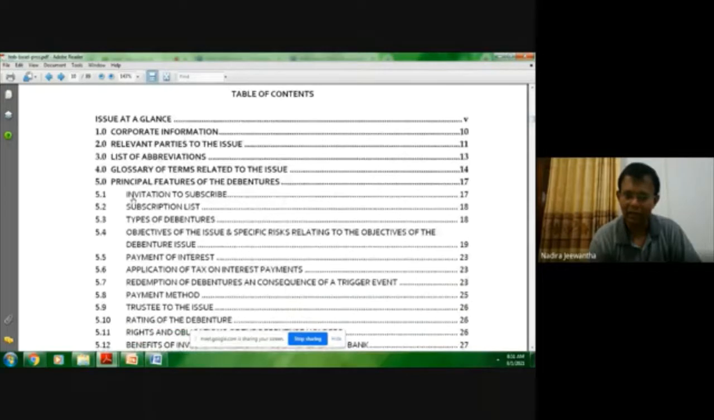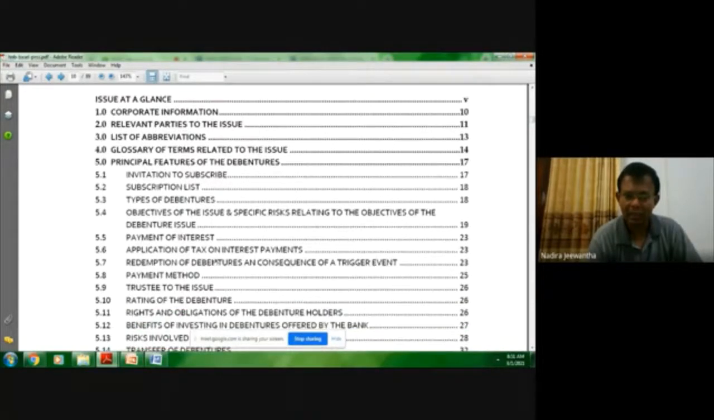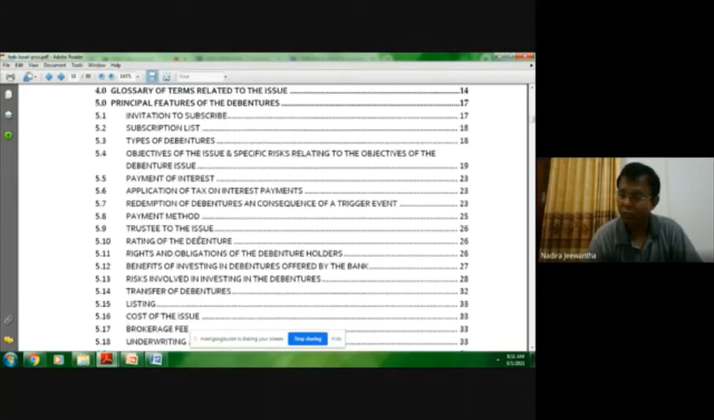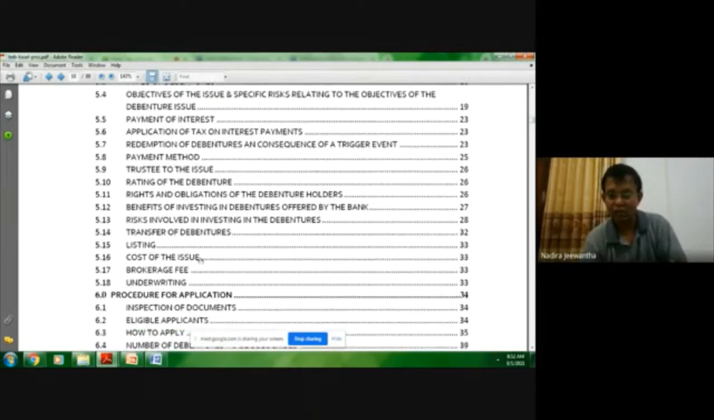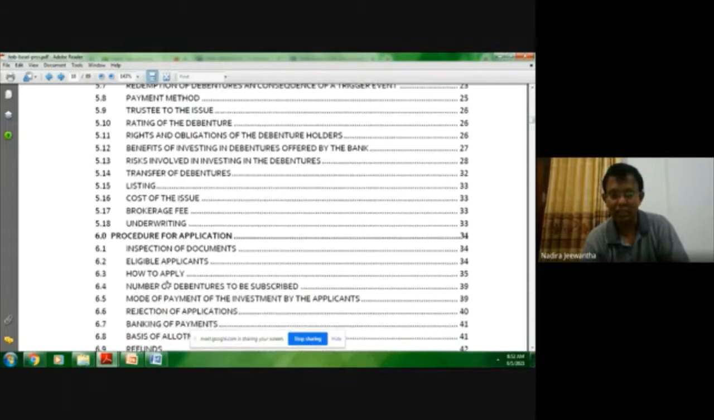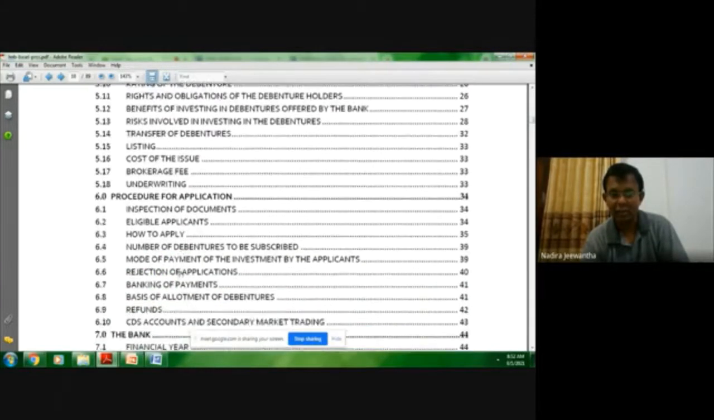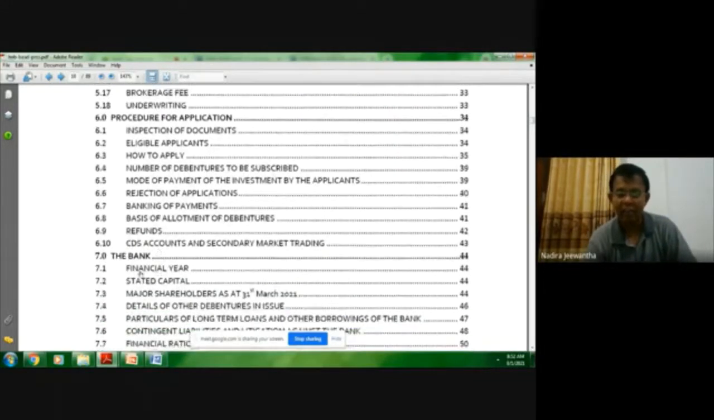Now see, I'll come to this question. Invitation to subscribe, subscription list, the application, trustee to the issue. I'll be coming to that. Who were the trustee? Rating of debenture, rights and obligations of debenture holders, transferring to another one, listing, cost of the issue, brokerage, inspection documents, eligible applicants, who can apply, everything about the bank.